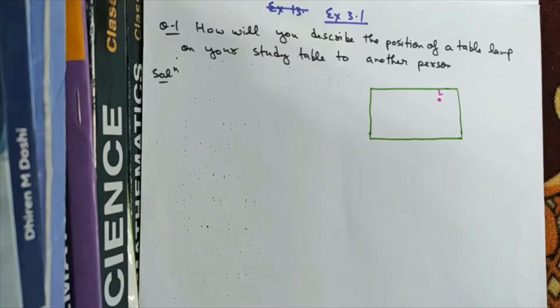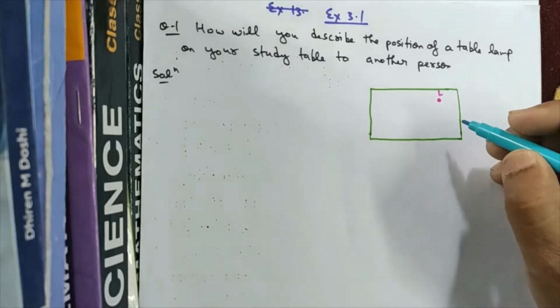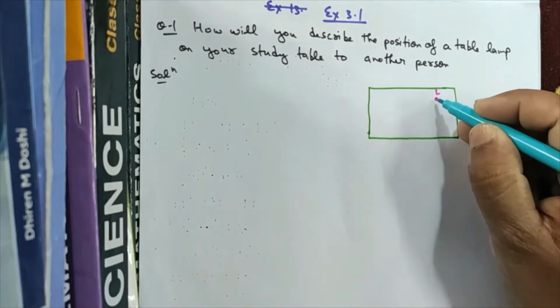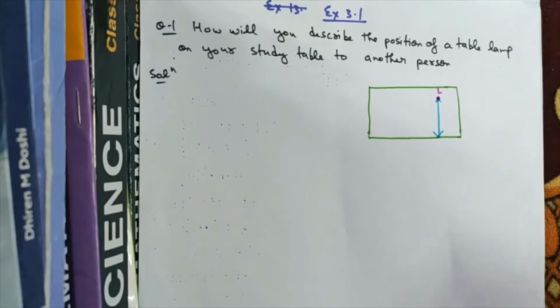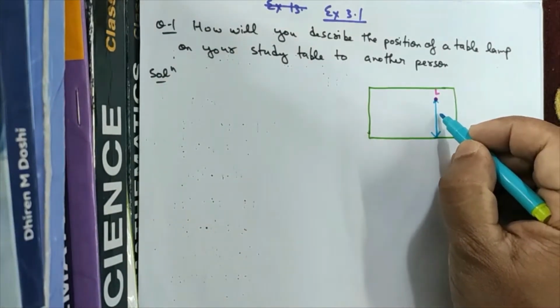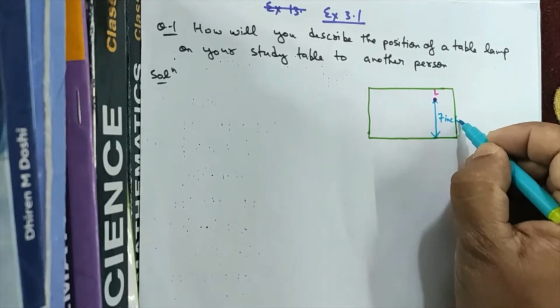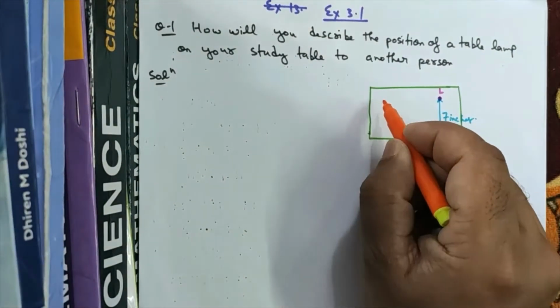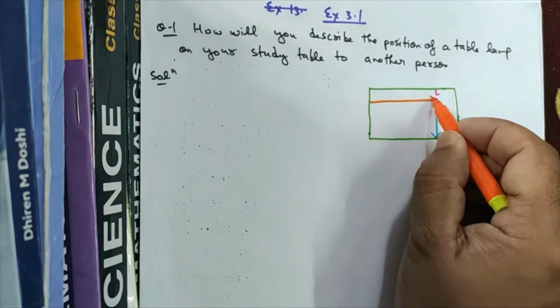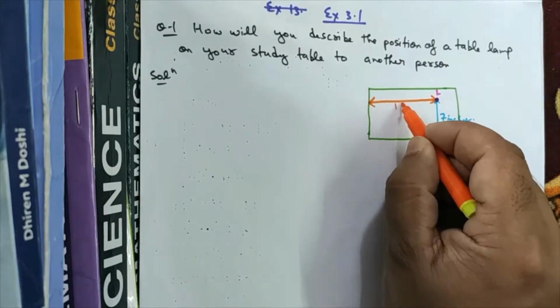So if I want to describe the position of this lamp, first of all we have to fix the order of the coordinates. First we see how much distance there is from the bottom line. Suppose the distance of this lamp from the bottom line is 7 inches, and similarly we will see the distance of this lamp from the side line, and suppose this distance is 18 inches.